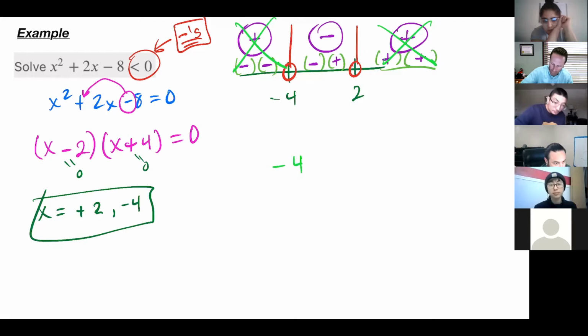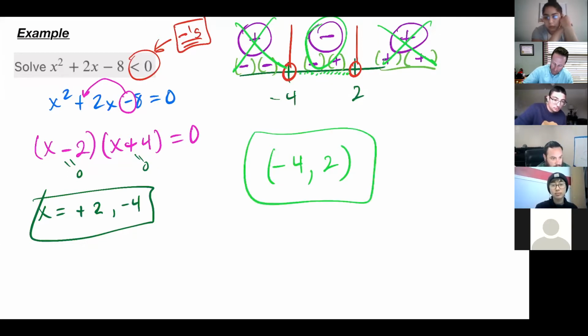-4. Is -4 included as a solution? No. Very good, which means what should I put? Open parentheses. That's right. Comma, then all of these work all the way until I get up to what? 2. And is 2 included? No.